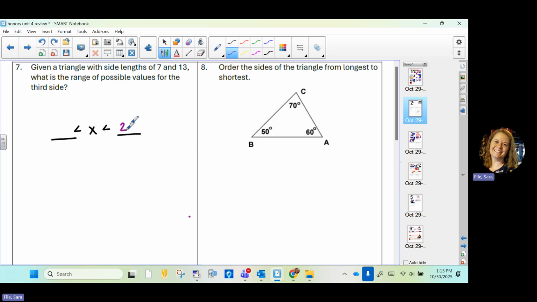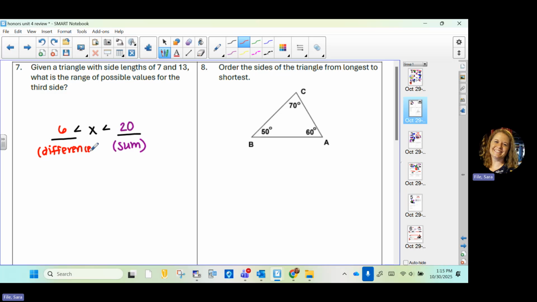So 20 is going to be the upper limit of the range. See, this says X needs to be less than 20. Okay, so this is the sum of the two known sides that goes here. And then in reverse, what if 7 and 13 were the larger two sides? What if it was a smaller side that's missing? So I have to ask myself, what plus 7 would equal 13? And you can do that as 13 minus 7, right? So what is 13 minus 7? 6. Okay, so 6 is going to be the lower limit. It's the difference.